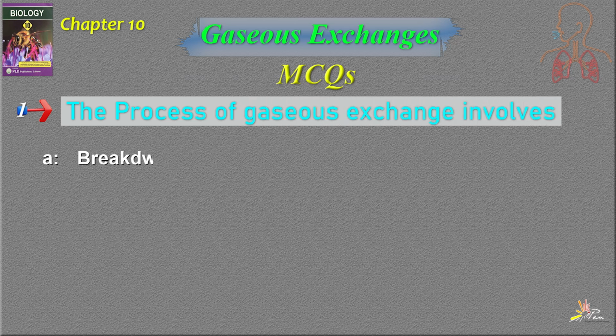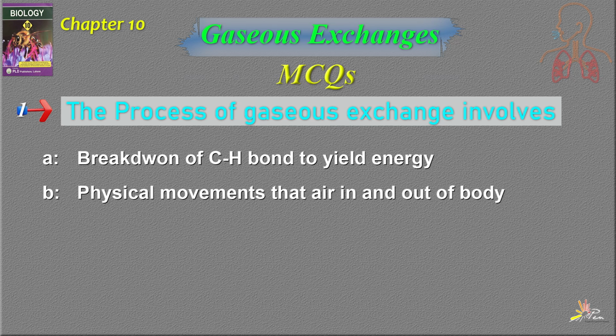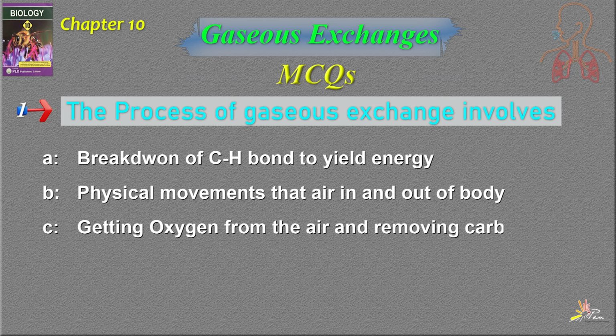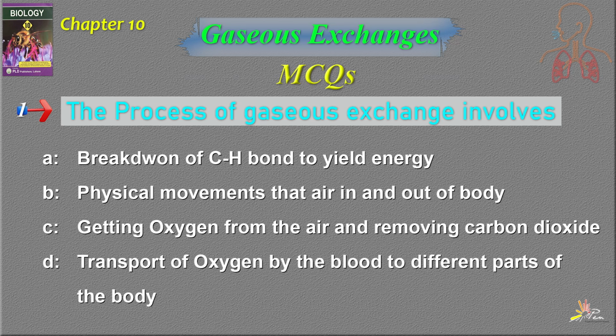Option A, breakdown of carbon hydrogen bond to yield energy. Option B, physical movement that takes air in and out of the body. Option C, getting oxygen from the air and removing carbon dioxide. Option D, transport of oxygen by the blood to the different parts of the body. The correct option is getting oxygen from the air and removing carbon dioxide.